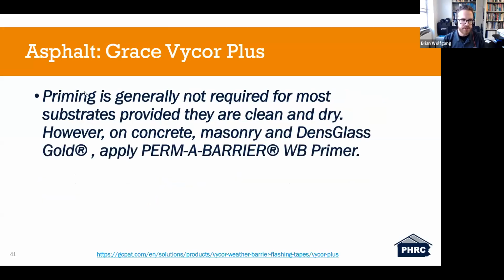But to give you some indication of different manufacturers and different types of tapes, you have that Grace rubberized asphalt product. Their manufacturer guidance says generally priming's not required for most substrates, provided they're clean and dry. However, on concrete masonry or that Densglass product, they're calling out a specific primer to be used.